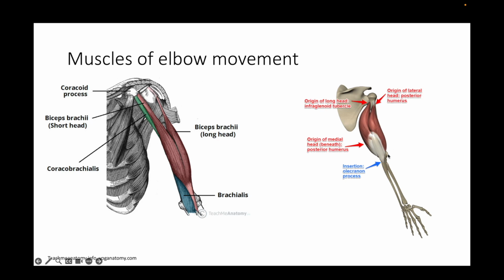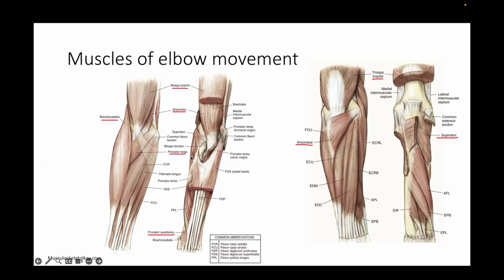Just remember it attaches to the olecranon. This is an anterior view of the elbow, and the muscles that I've underlined are probably fair game. The big bulky muscle at the lateral aspect of the forearm is your brachioradialis muscle. You then have, on the medial side, the big bulky muscle is your pronator teres.